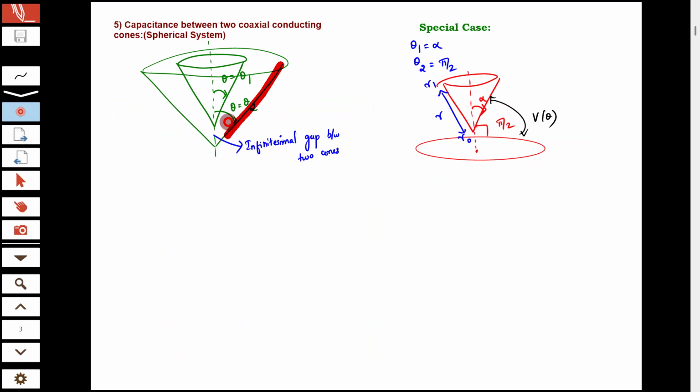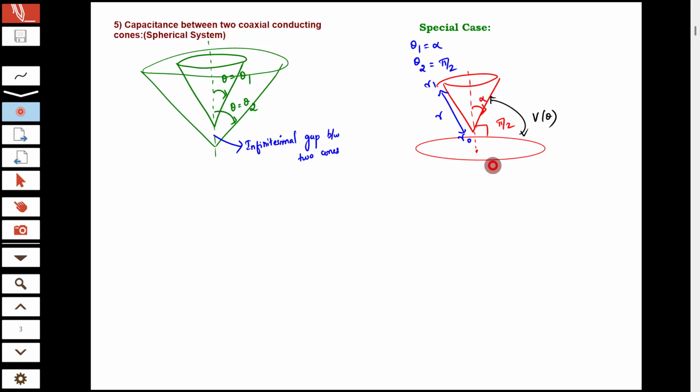So if the outer cone is at an angle of 90 degrees, that will make the cone to be a flat circular disc at the bottom. So this is a flat circular disc at the bottom, which is the cone with the special case of angle 90 degrees or pi by 2. And the inner one is at an angle of alpha. Now between these two cones, the region is filled with the dielectric material of dielectric constant epsilon r. And between these two, potential is going to vary with respect to angle theta. That is, V is a function of the elevation angle theta.